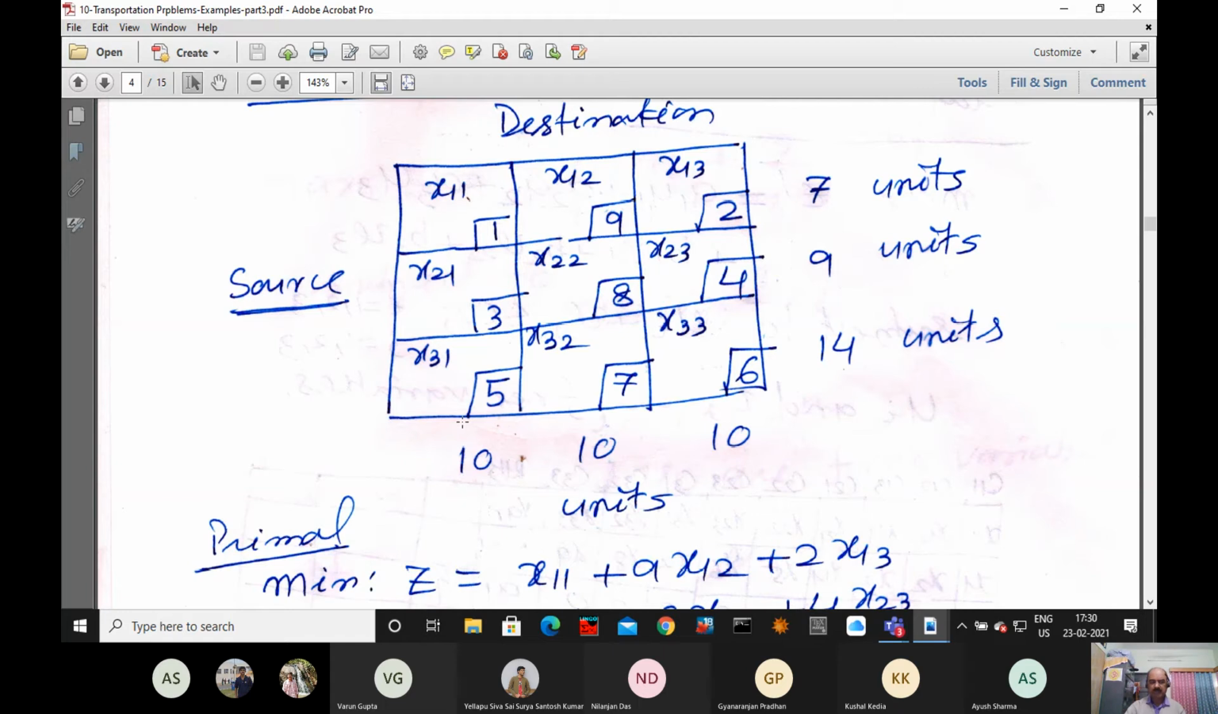So we have U1 plus V1 less than equal to 1. U1 plus V2 less than equal to 9. U1 plus V3 less than equal to 2. Similarly, for the second set, U2 plus V1 less than equal to 3. U2 plus V2 less than equal to 8. U2 plus V3 less than equal to 4. For the third set, U3 plus V1 less than equal to 5. U3 plus V2 less than equal to 7. U3 plus V3 less than equal to 6.